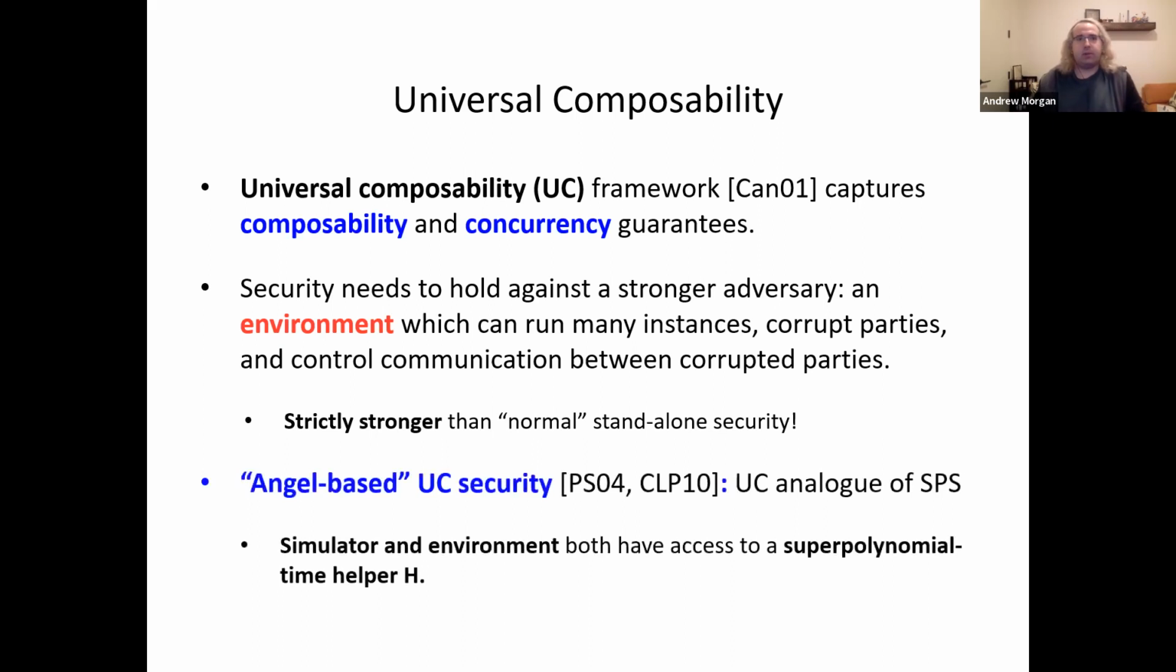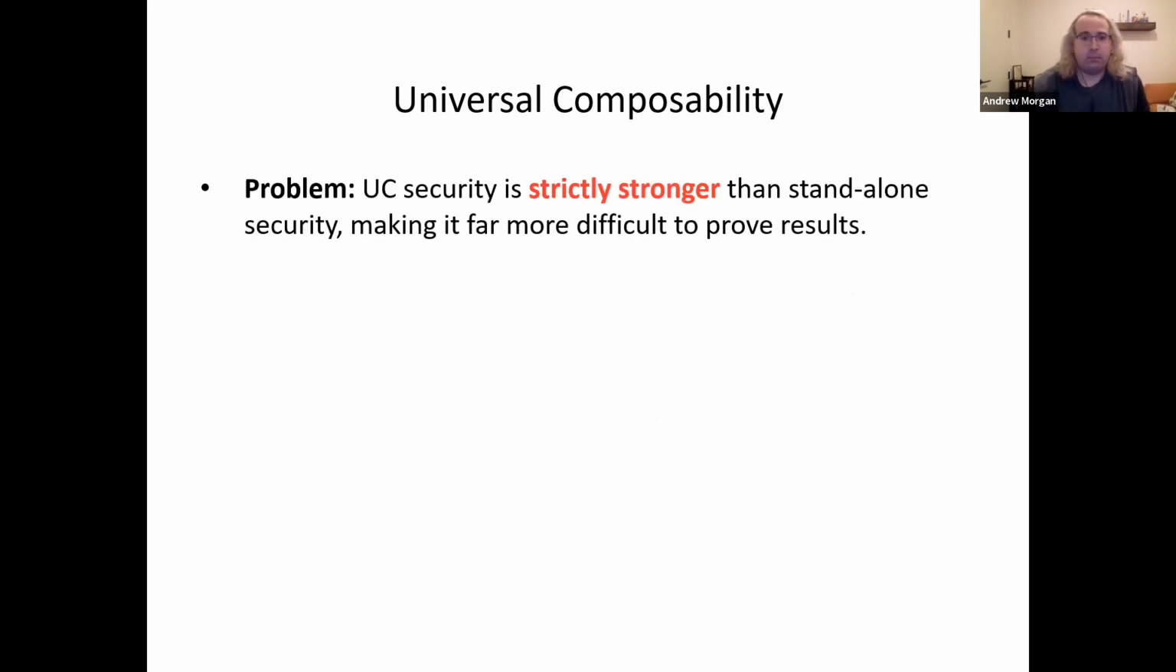So instead, in this work, we consider a notion of angel-based or oracle-aided UC security, where the environment and simulator both have access to a specific super polynomial time helper oracle, or angel H, but are otherwise restricted to polynomial time. The added strength of UC security in comparison to standalone security also means that historically we have a far more limited space of results for UC secure two-party computation than we have for standalone security.